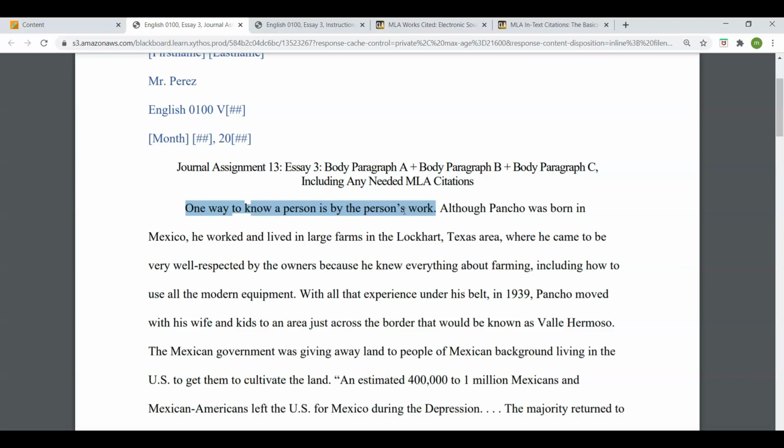Even though the pencil's long, you cannot miss the tip of the pencil or the pen. That's how your topic sentence should look: short and obvious and clear. Everybody knows that this paragraph will be about the person's work, because I tell you that, and there's no way to miss it because the sentence is short.